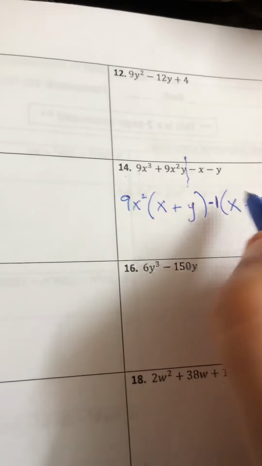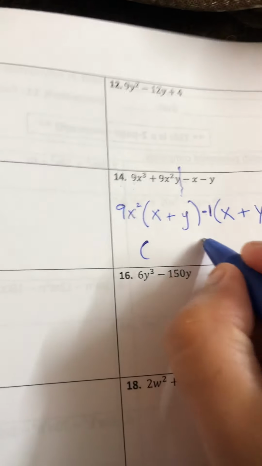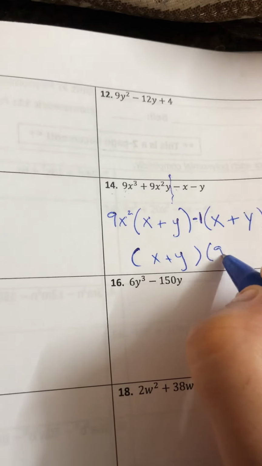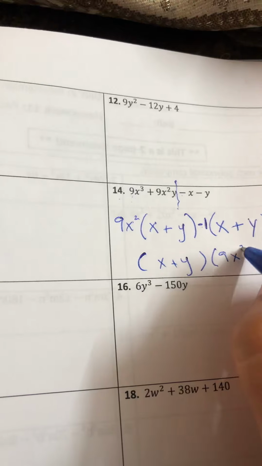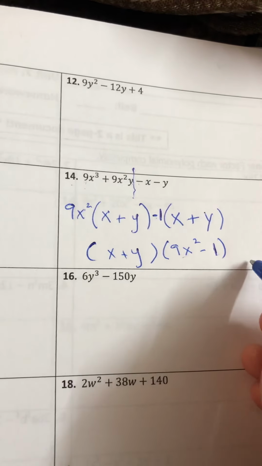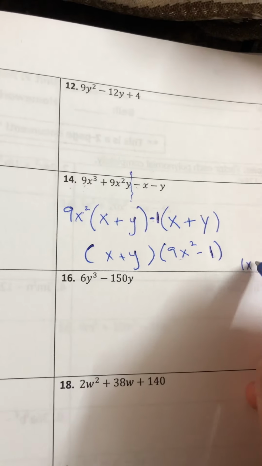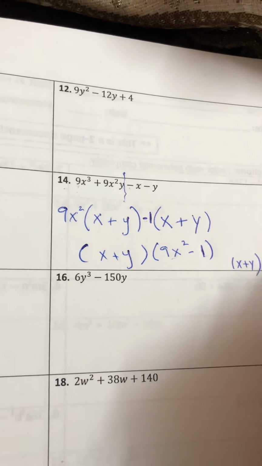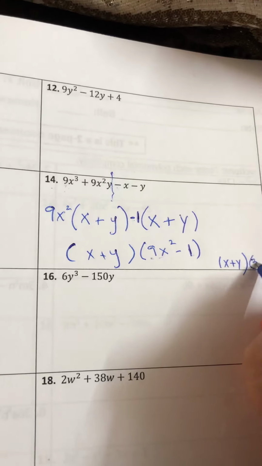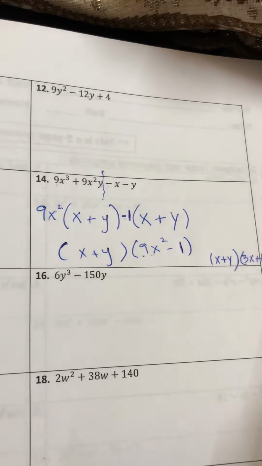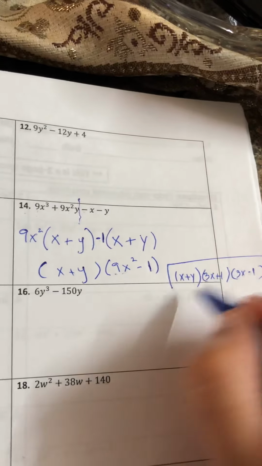Once we have the same factors, same binomials, I can keep that same binomial, and the other one is 9x squared minus 1. Further, I can see that this is a squared term and this is also a squared term. This comes as is and this becomes more factorized. It will be 3x plus 1, 3x minus 1. I hope you understand the concept.